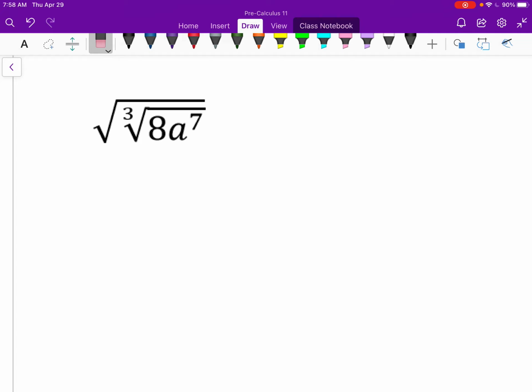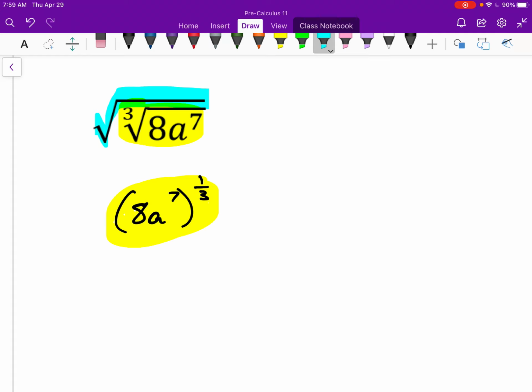So first thing I want to do is I want to write all these radicals with powers. So looking at this part, the cube root of 8a to the power of 7, I can write as 8a to the power of 7, all to the power of 1/3. And while I'm at it, I'm finding the square root of all of that. So that means I can raise all of this to the power of 1/2.